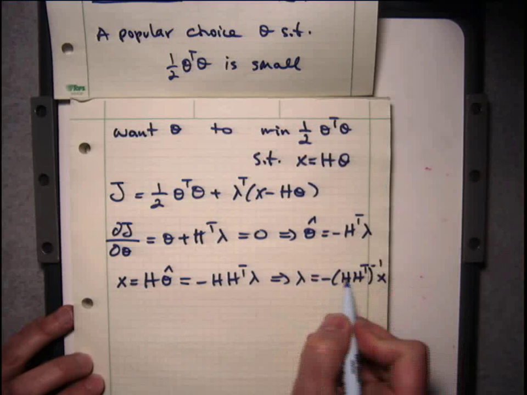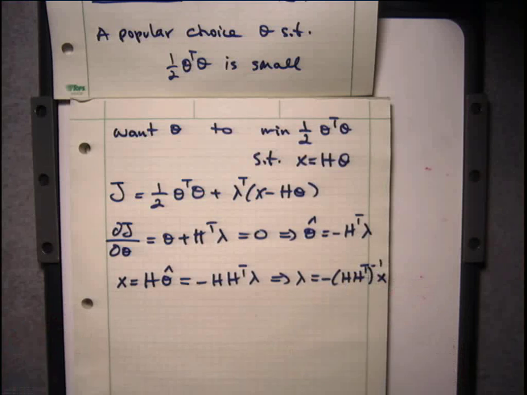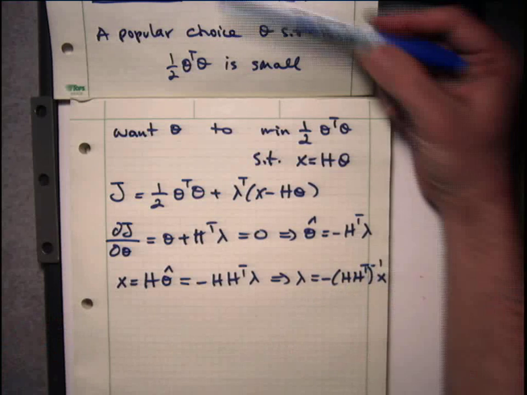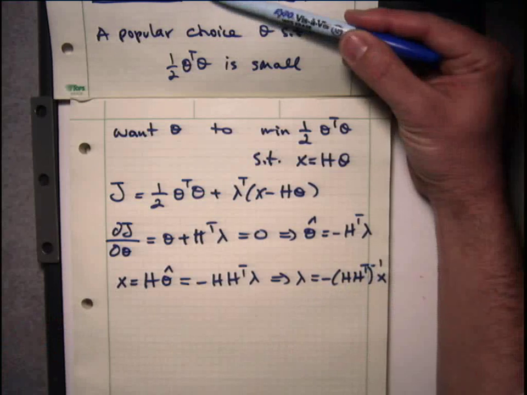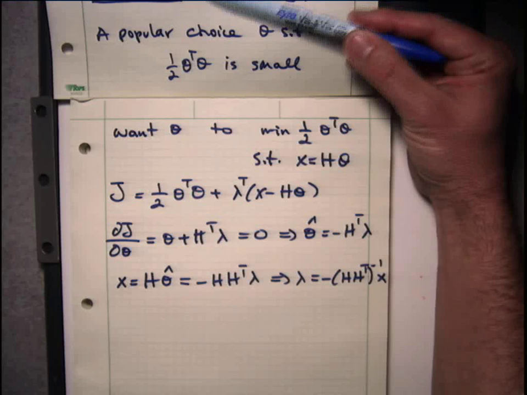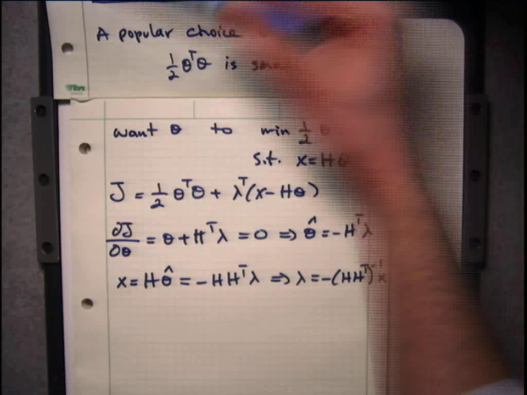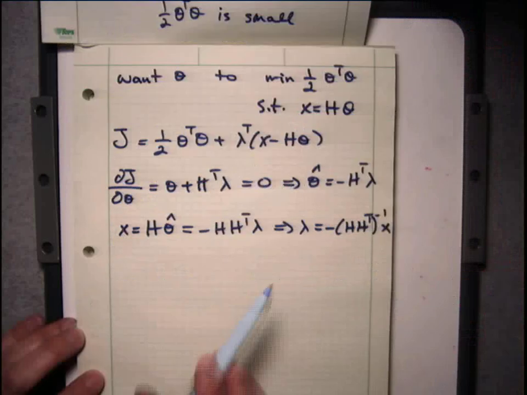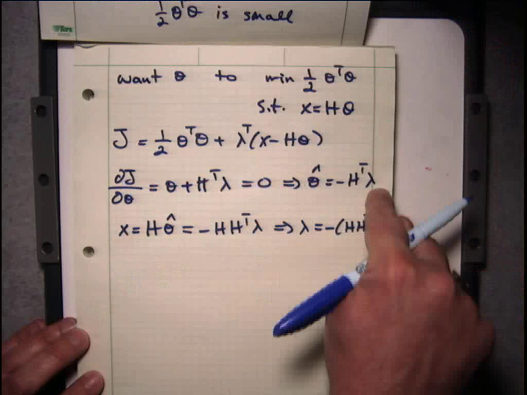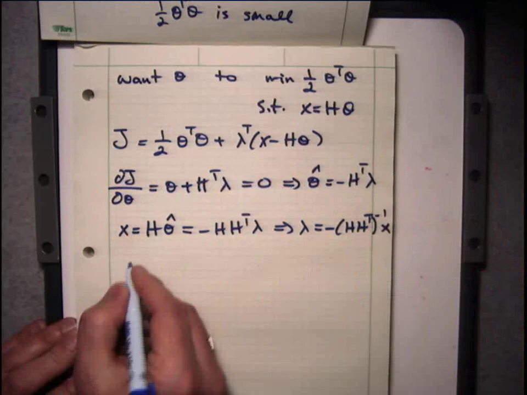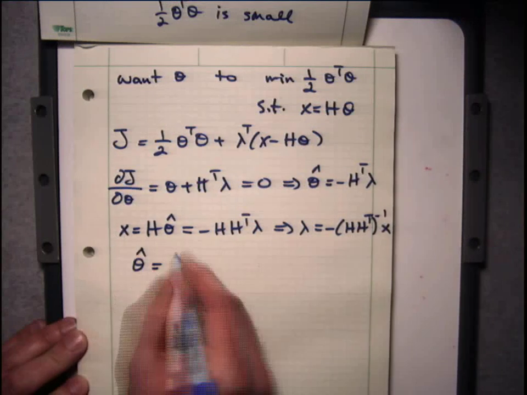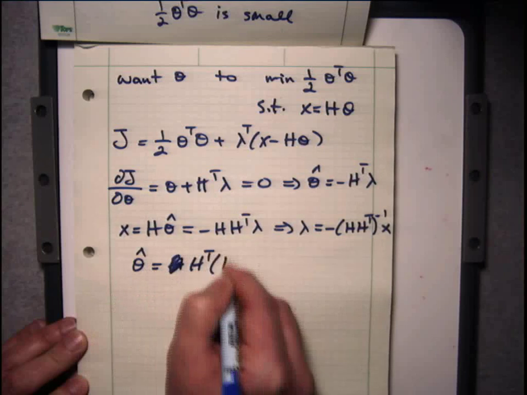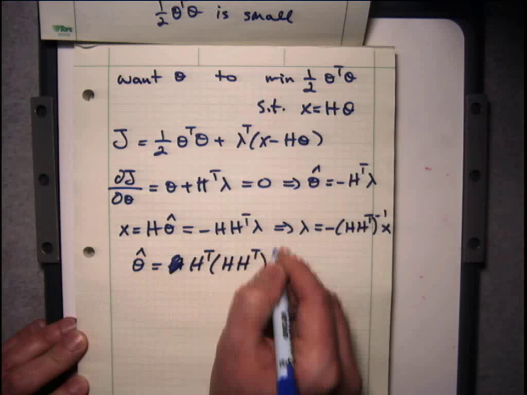Now here, what you notice is that you get H H transpose instead of H transpose H. H H transpose is now going to be a matrix of size n by n, which is going to be full rank. I'm assuming that H is full rank. If you plug this lambda into this expression here, the minuses cancel out. And so what you get is theta hat becomes H transpose (H H transpose) inverse X.